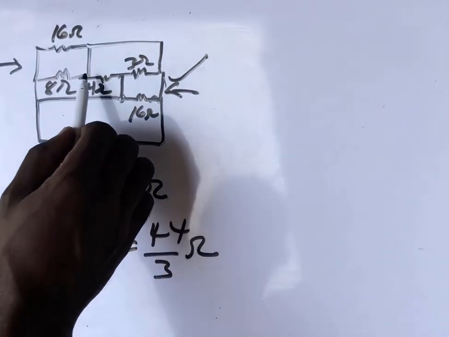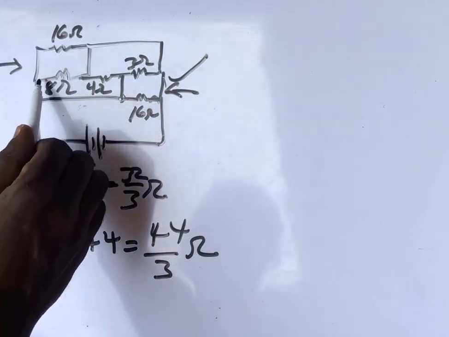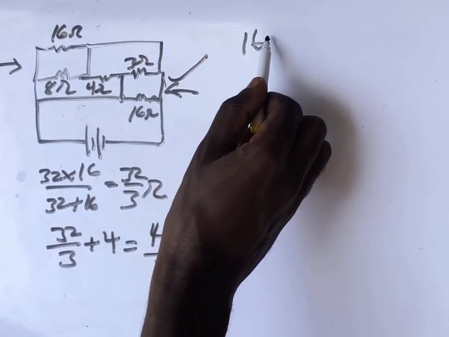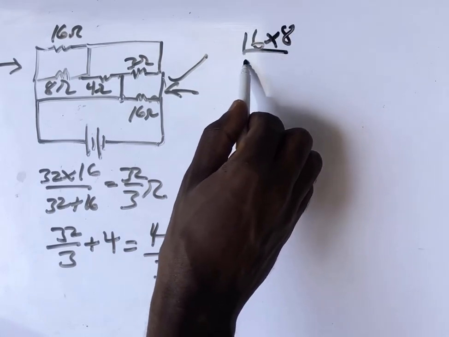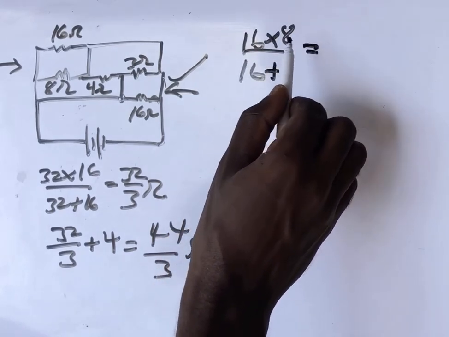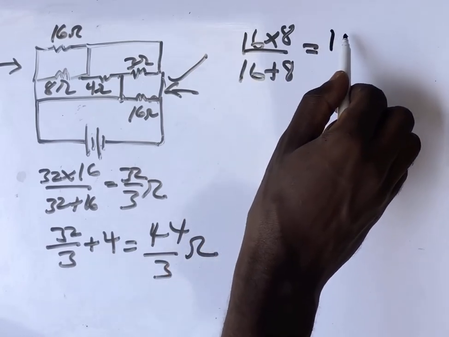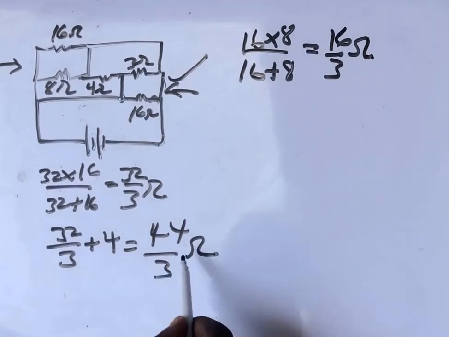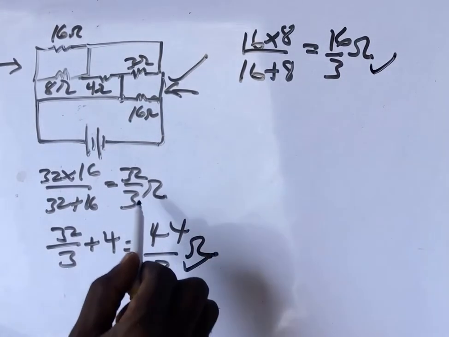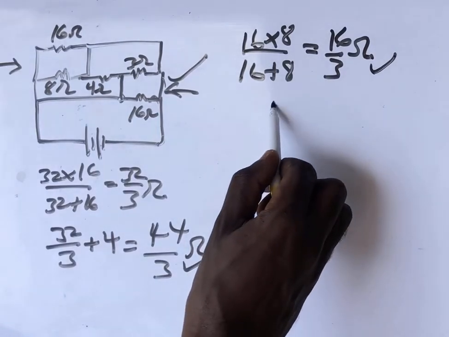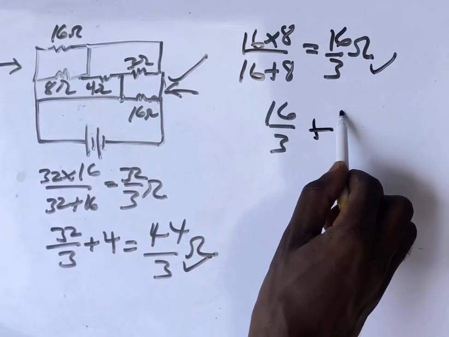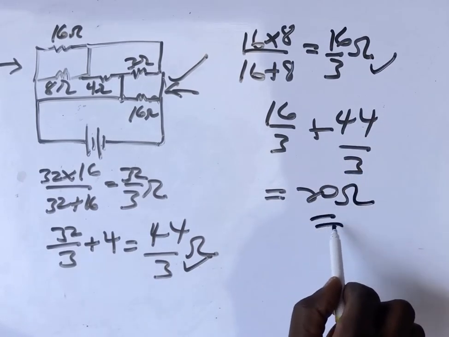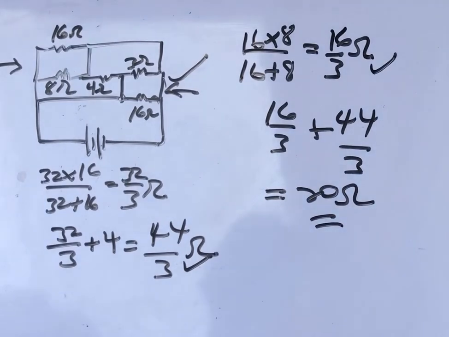Now from here you will notice that this one is also in parallel. So you have 16 times 8 over 16 plus 8, and that will give us 16 on 3 ohm. After that you just add these two values, because that will be in series with that resistor. So you have 16 on 3 plus 44 on 3, and this will give us 20 ohms.